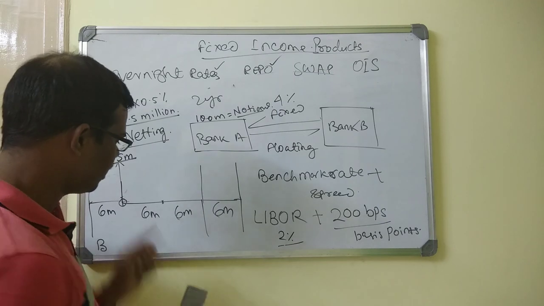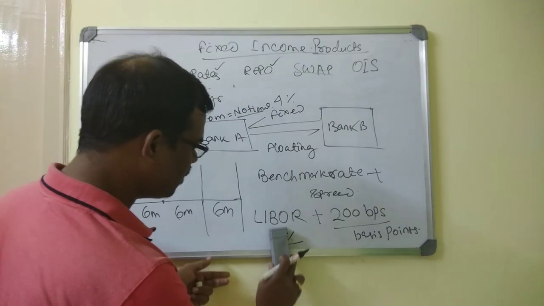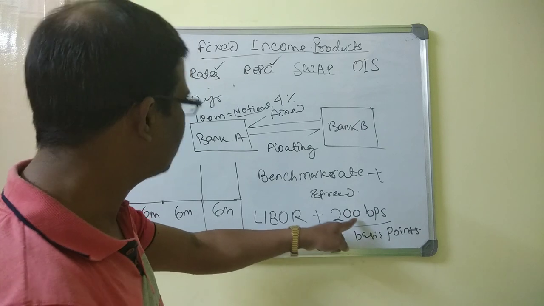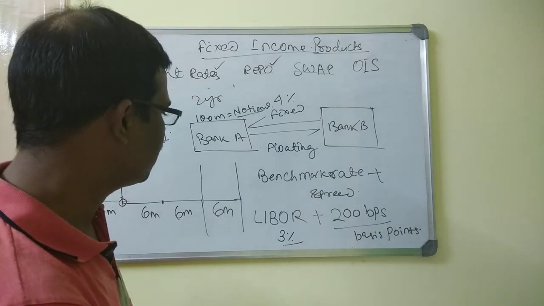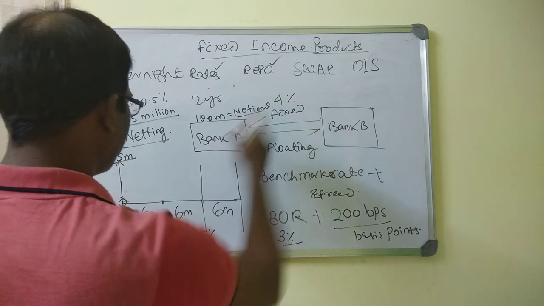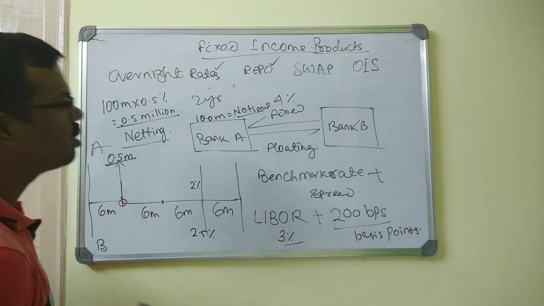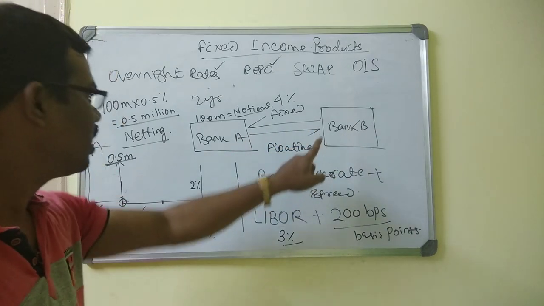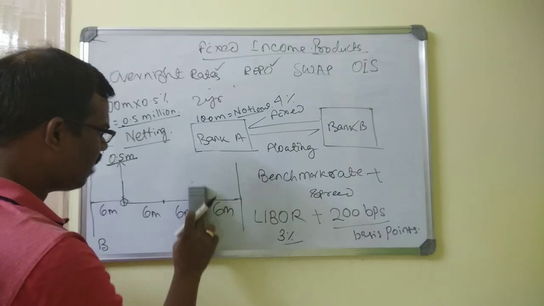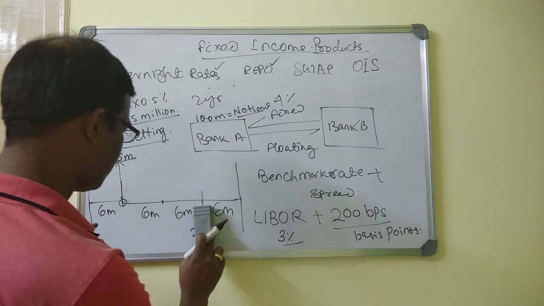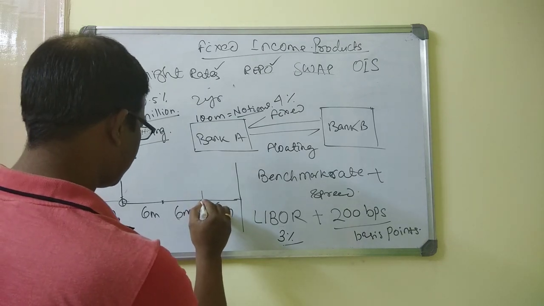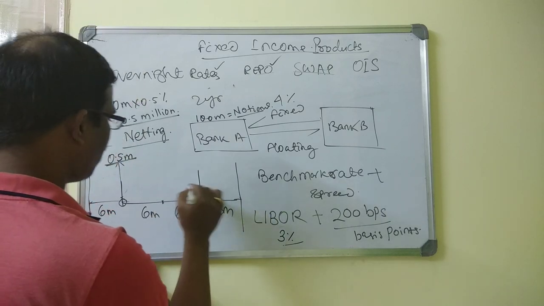So let's say for the next 6 months, LIBOR has become 3%. Now 3% plus 2% becomes 5%. So the floating rate A pays to B becomes 5%, which for 6 months is 2.5%. And the fixed is always 2% for the half year. So A's liability to B is 2.5%, exceeding by 0.5%. Therefore, finally A is going to pay 0.5 million over here.